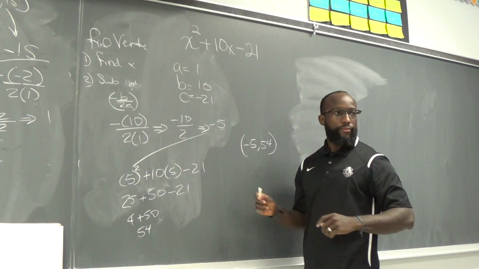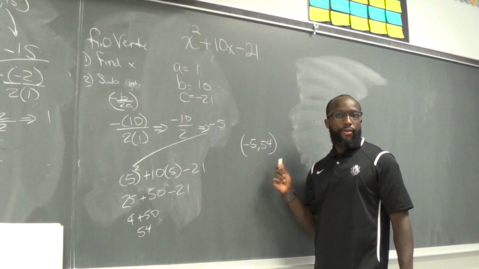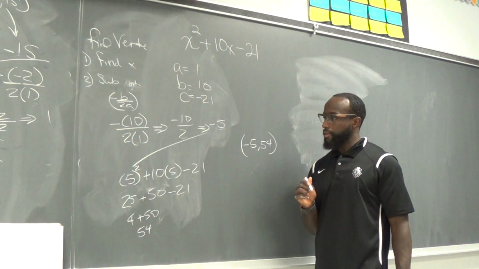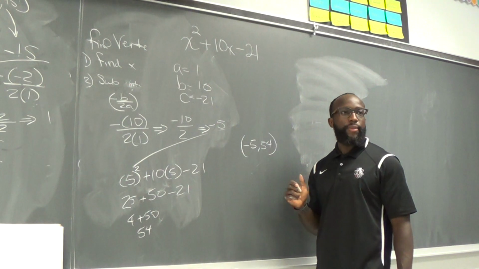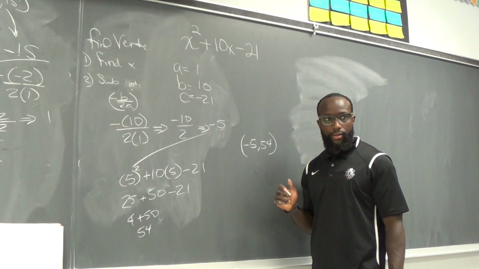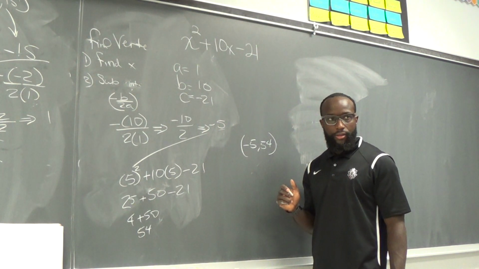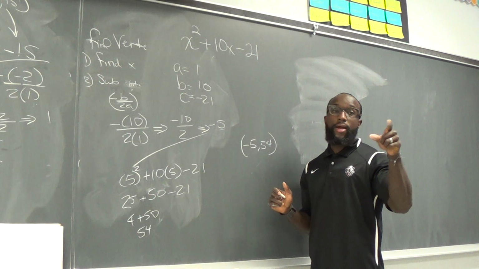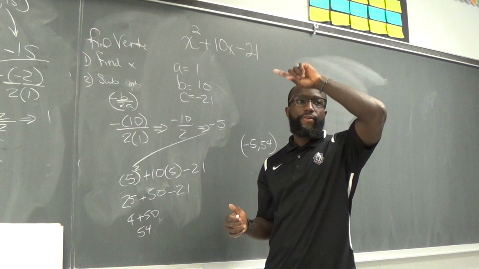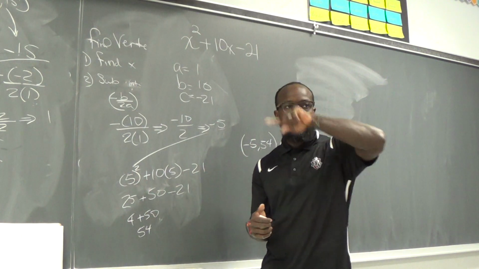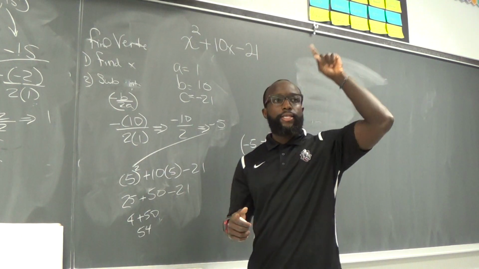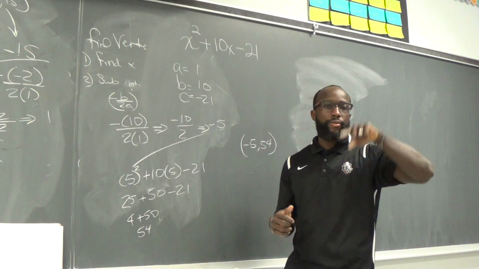That's our vertex. Yes, ma'am. You said the negative is downwards, but what's the case when it's like this? That's not a quadratic. That would be like a cubic or fifth degree, or it might be like sine or cosine. But quadratics are either U's, upside-down U's or N's.